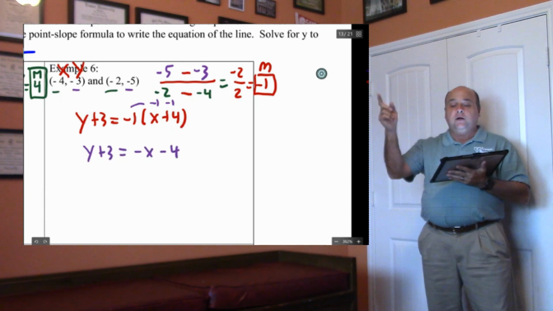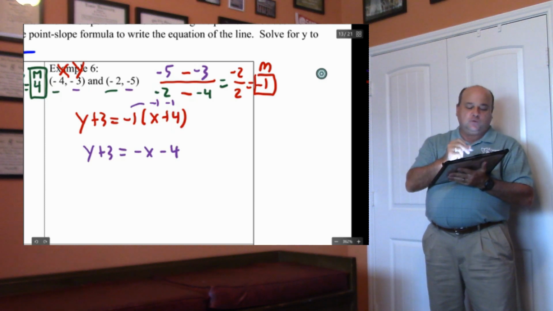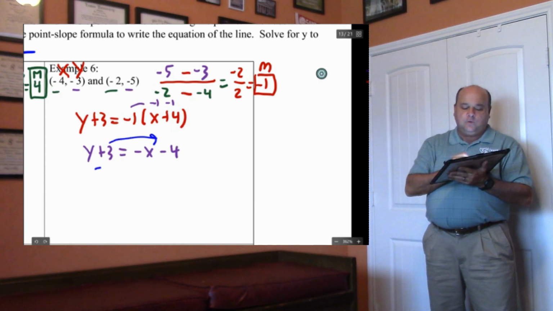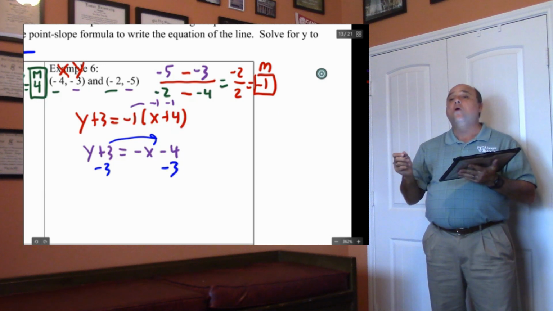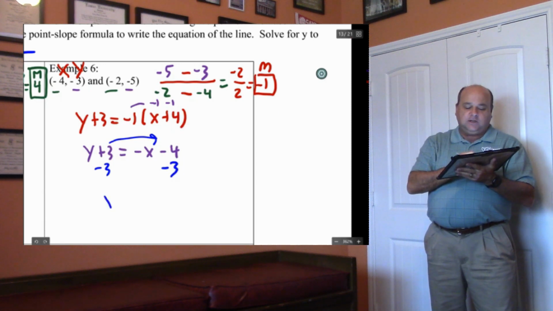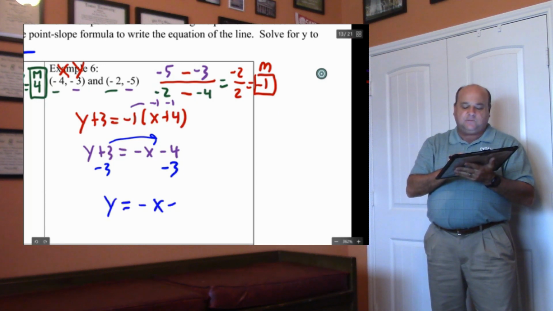And we want slope-intercept form here, don't we? So since we want slope-intercept form, all we got to do is move the 3 over. So our equation will be y equals negative x minus 7.